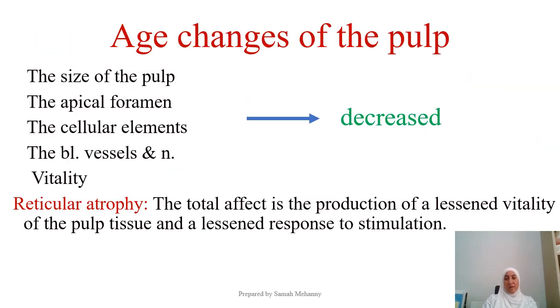By aging, the pulp decreases in size due to formation of regular secondary dentin. Also, the apical foramen decreases in size, cellular elements decrease, and blood vessel and nerve vitality decrease by aging. We can also find reticular atrophy, where the fibers of the pulp become dense and aged.